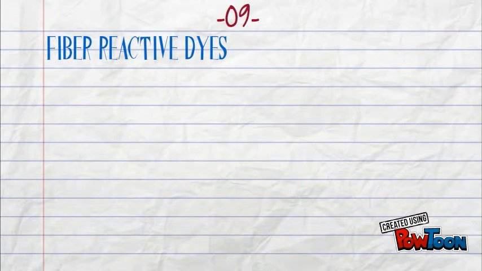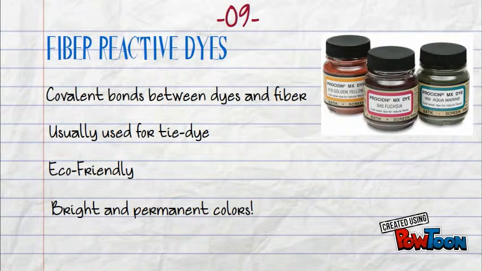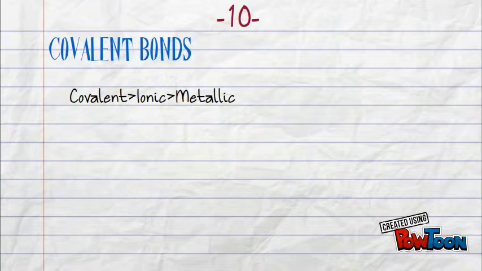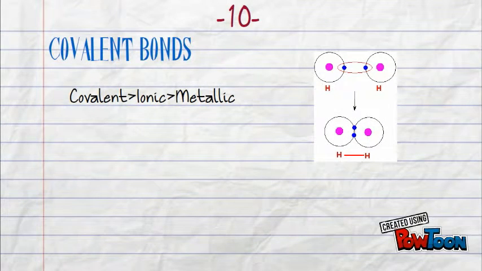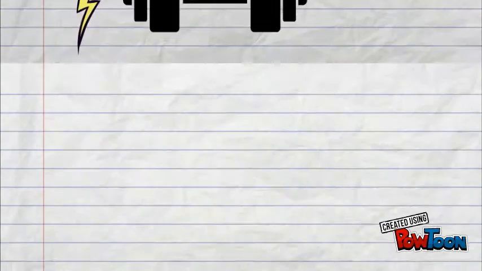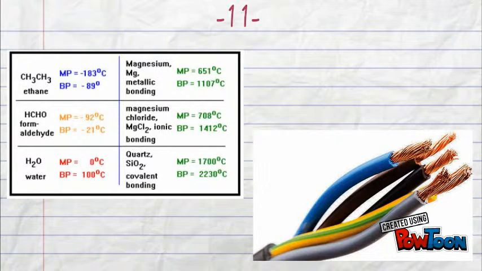On the other hand, there are fiber-reactive dyes, which have a chemical reaction with the fiber. These fiber-reactive dyes form covalent bonds to the fiber. Covalent bonds are the strongest bonds out of ionic and metallic bonds because the electron is shared between the two nuclei. As a result, it would take more energy to break the covalent bond rather than an ionic bond, because ionic bonds do not share electrons. More so, covalent bonds have lower melting and boiling points and are poor electrical conductors, which is very good for us because we don't want our clothes to be able to conduct electricity at all.